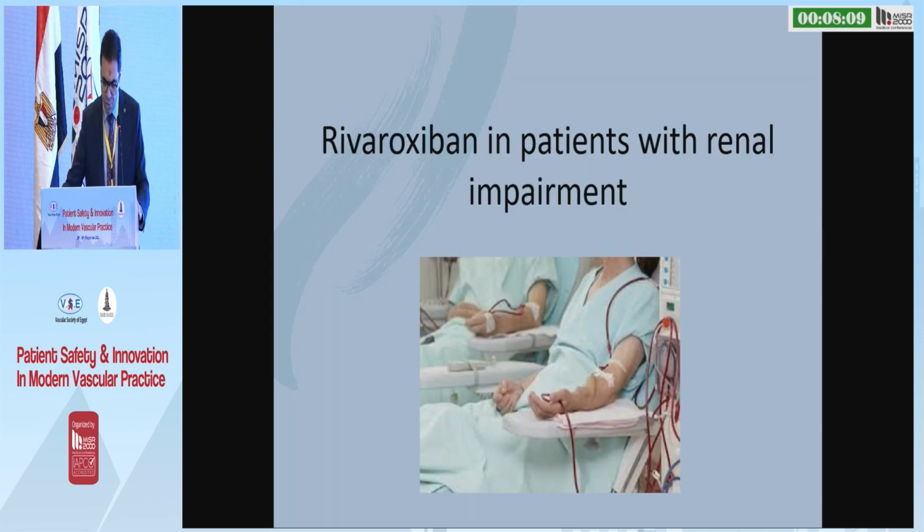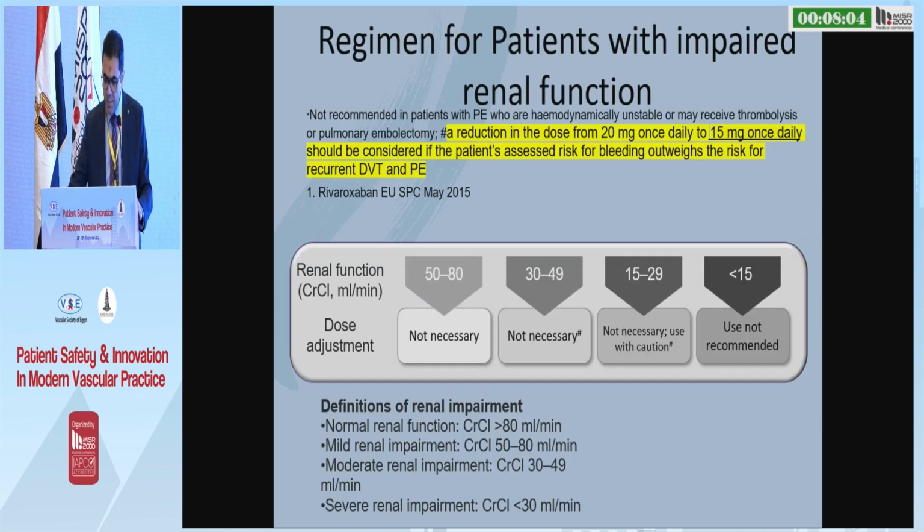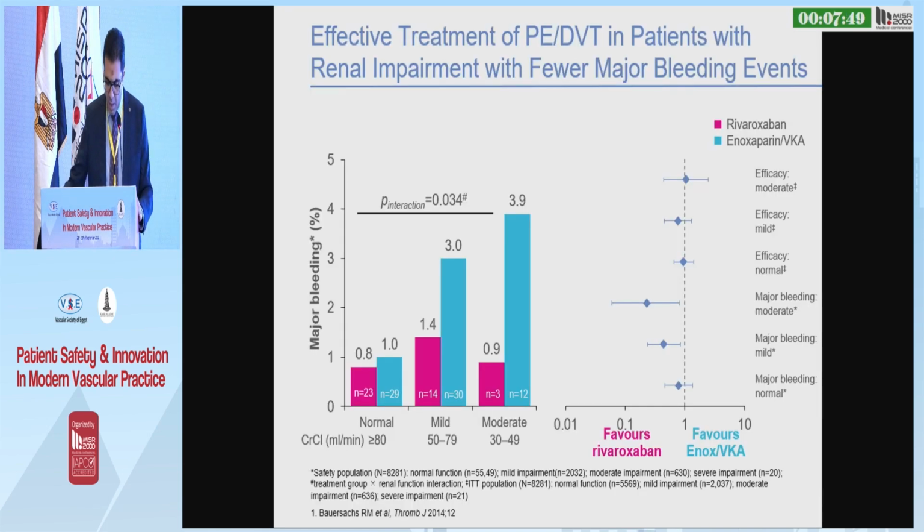A category of the fragile patient is patient with renal impairment. Rivaroxaban can be used in mild and moderate renal impairment, and in case of severe renal impairment, a reduction of the dose from 20 mg once daily to 15 mg once daily is considered. Here we can notice also that the rate of major bleeding in mild and moderate patients with renal impairment is less with rivaroxaban than standard therapy.